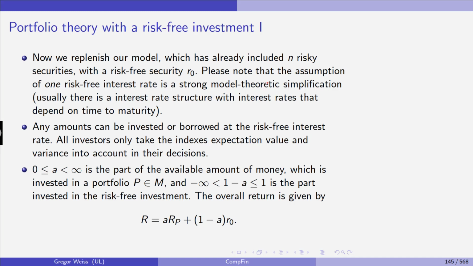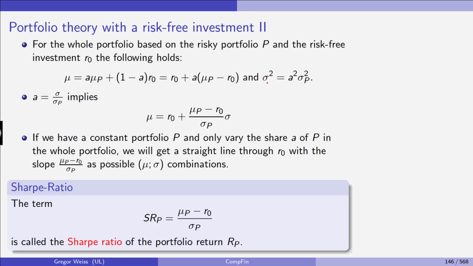So we have, let's say, 1 million euros. We can put 200,000 euros into our risk-free bond and 800,000 euros in our risky portfolio in the market. So for the whole portfolio based on the risky portfolio and the risk-free investment, we get the following.